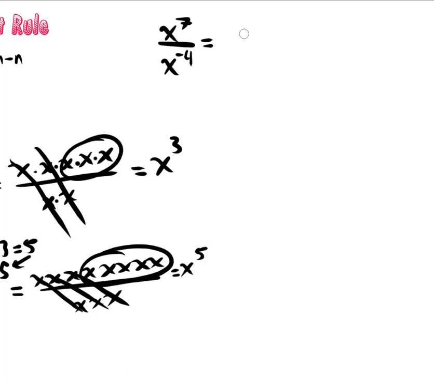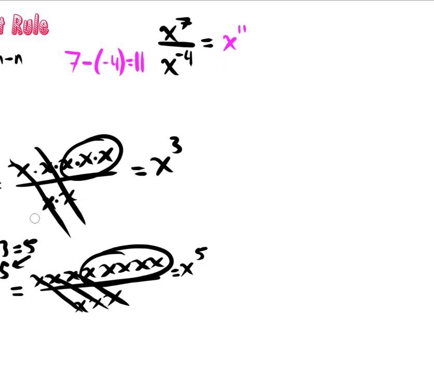All right, hopefully you paused the video and you tried it. What you should have got was x to the 7 over x to the negative 4. I'll do it in purple just to highlight it. 7 minus a negative 4 is going to give me what? It's going to give me a positive 11. So my answer is going to be x to the 11th.